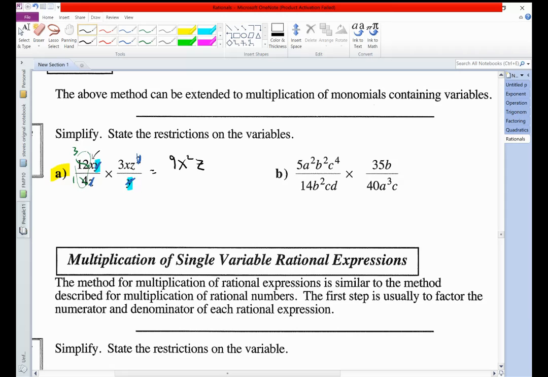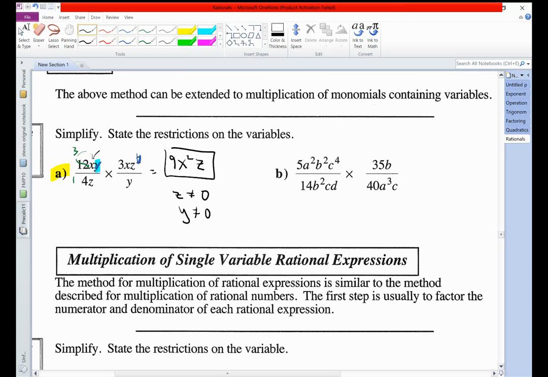We do have to state the restrictions. So maybe it's better to do that before we cancel everything out. That's a better strategy. I apologize for skipping that part. So if we look at the bottom, we know that z can't equal 0 and y can't equal 0. So maybe we'll do that first next time. And that's your answer.